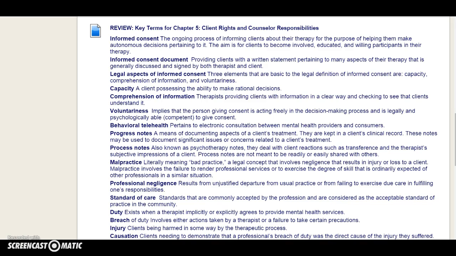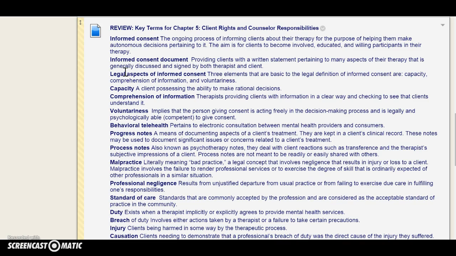So when we talk about informed consent, it's an ongoing process of informing the client about their treatment, their therapy, and that's targeted to help them make a decision pertaining to it. And the definition here, autonomous, which is a key word that we definitely want to keep in mind, meaning that we want to make sure it is the client's decision, not our decision as the helper.